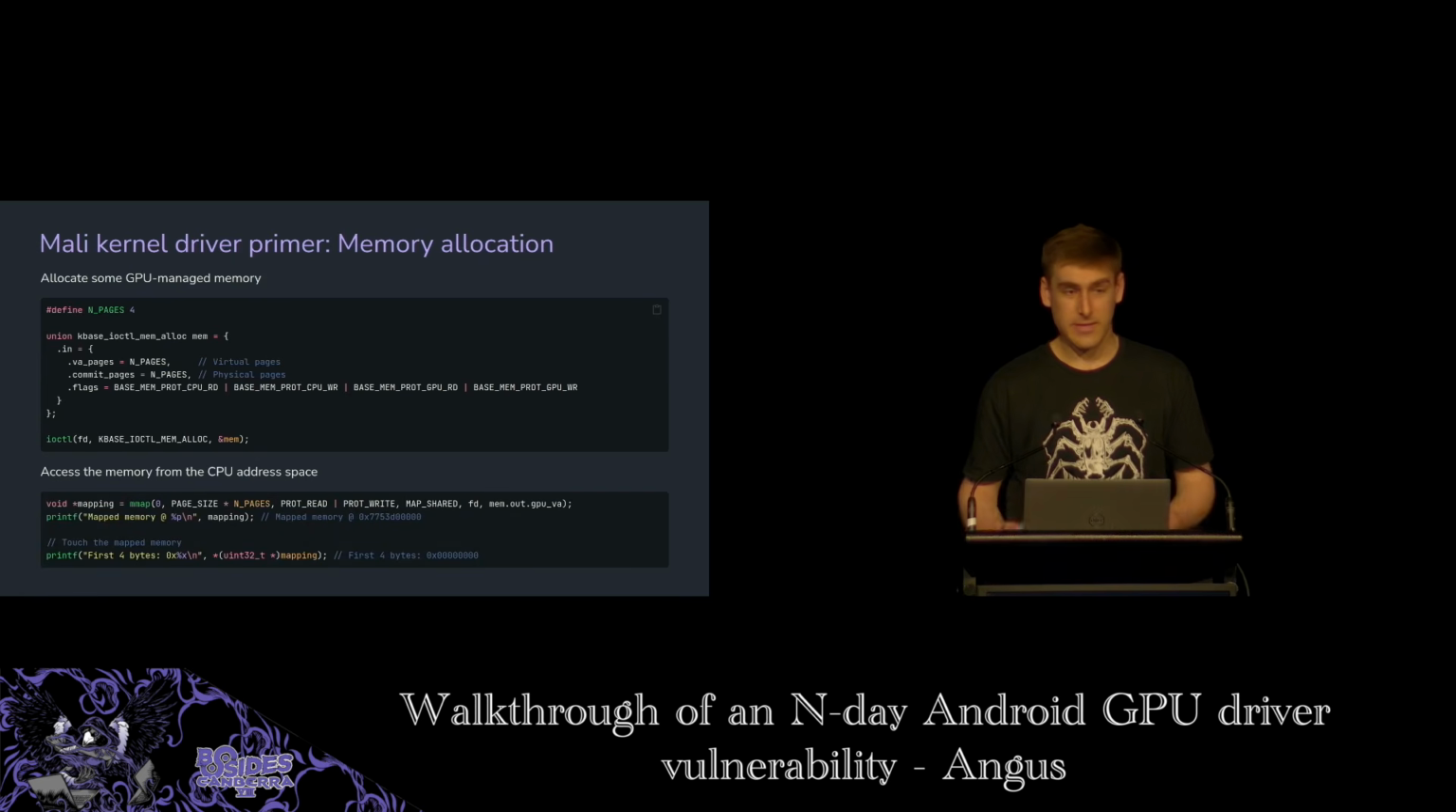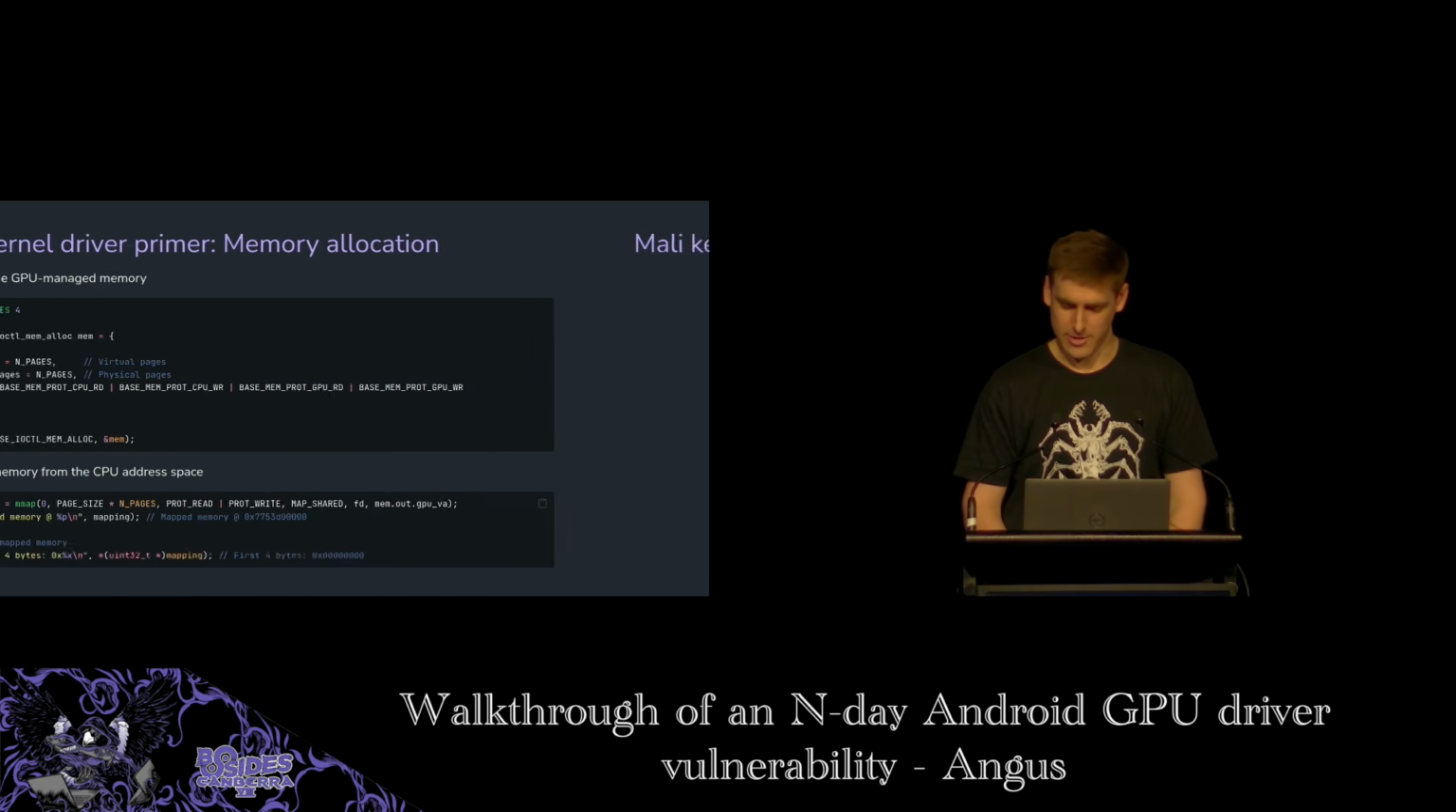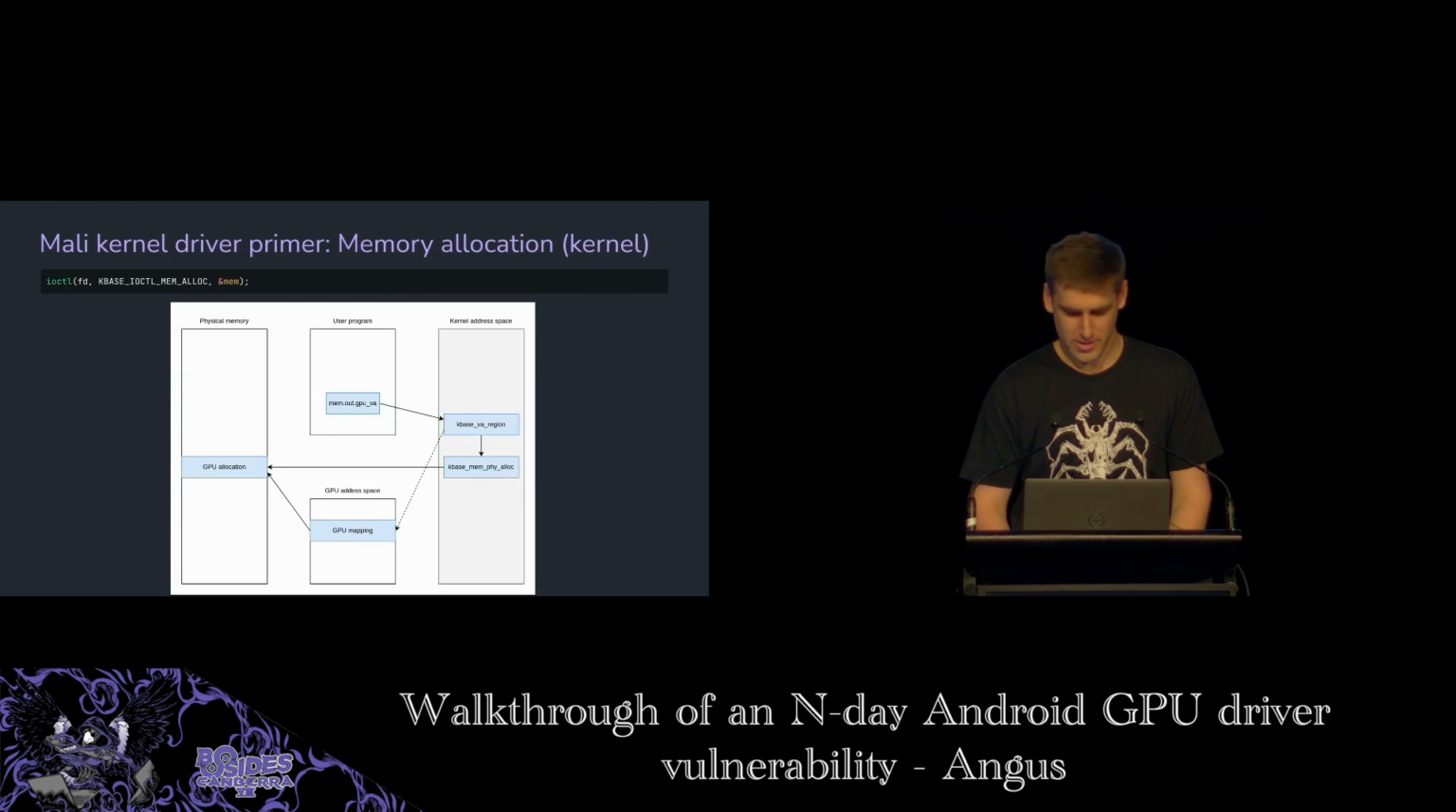And then the other thing you can do is map that back into your CPU address space as well, so that both the GPU and the CPU can access the same memory. To do this, you pass this GPU VA handle that's returned by the kernel to an mmap call, and then your process can start accessing it. I don't know about you guys, I find it really hard to learn while looking at code, so I've put a lot of diagrams in this talk.